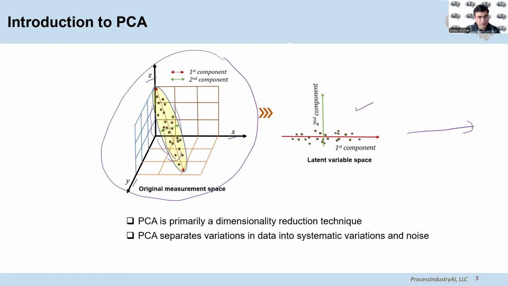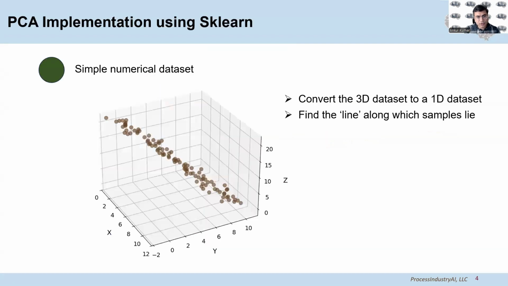Let us quickly work this out in Python and see exactly what is entailed. What we want to achieve is this. We will take a simple 3D dataset and convert that into a 1D dataset using PCA. During this process, we will find the line along which all the data points lie. Let me open up the Jupyter notebook then.